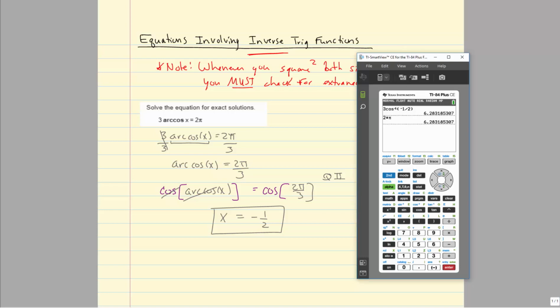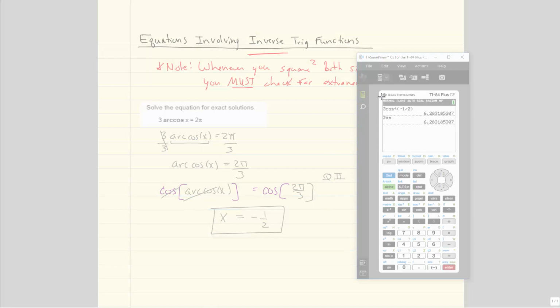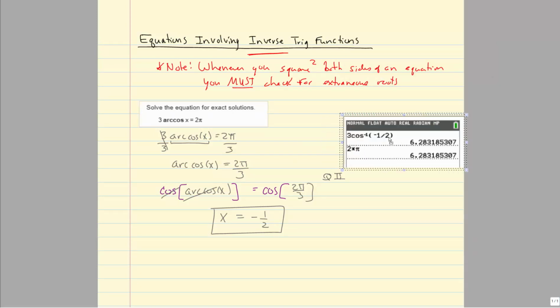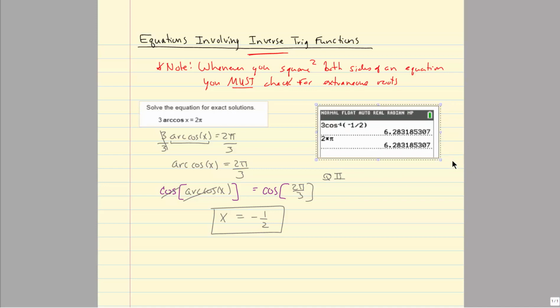I would take the time to always check your answer on your calculator, but again, it's not a substitute for doing the work by hand, so remember that you have to show your work to get the credit. Another way we could do this same solution is to graph it. This is our check that shows this is the correct solution.